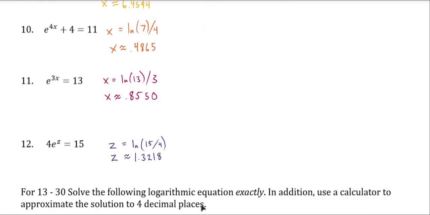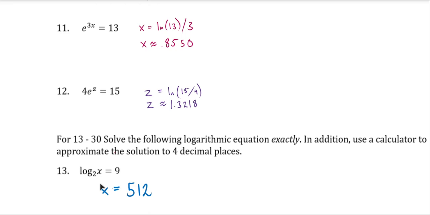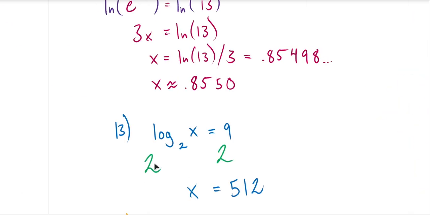13 to 30 are logarithmic equations. We're going to solve them exactly, and we're going to need to check our answers after each one to make sure it satisfies the domain. Some of those aren't going to be so bad. We just need to keep in mind what is the opposite of log base 2 of something. Well, it's raising 2 to the power of something.